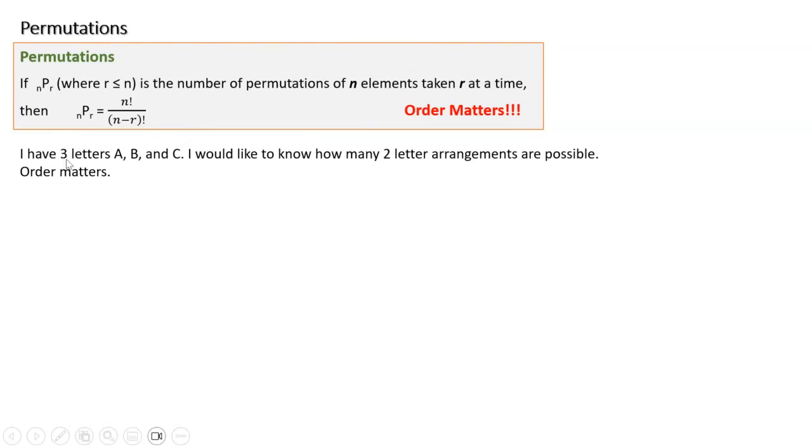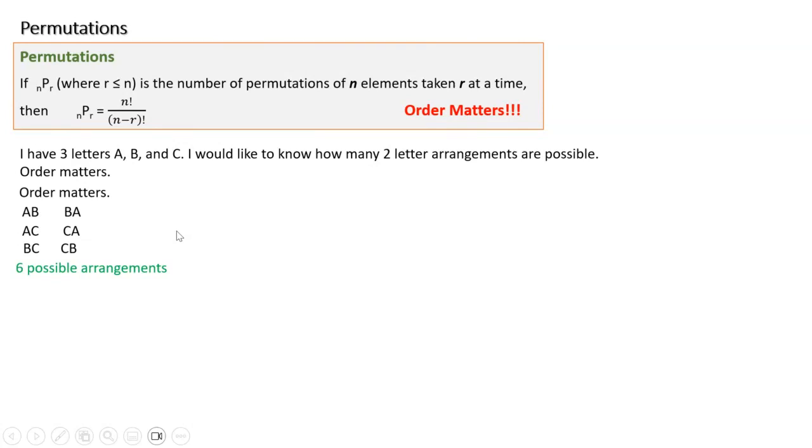Okay, now, I have 3 letters, A, B, and C. I would like to know how many 2-letter arrangements are possible. Here they're written. It can be AB, it can be BA, it can be AC, it can be CA, it can be BC, and CB. So there are 6 different orders you can make from 3 letters in 2-letter arrangements.